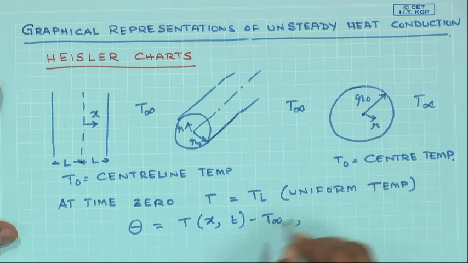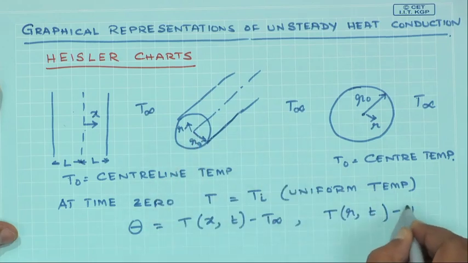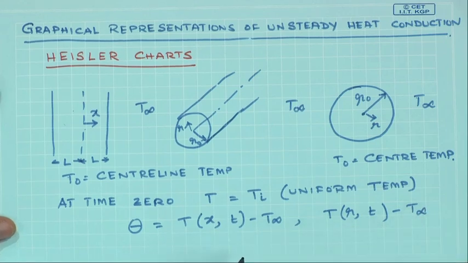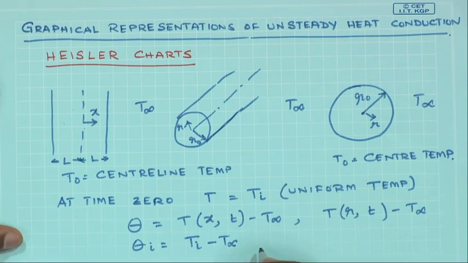This is for a plane wall, whereas for the case of a cylinder, it is going to be T, which could be a function of the radial position and time. So, this is what we have for theta, and this theta I, which is the initial temperature difference, is T I minus T infinity, and finally, what we have as theta 0 is equal to T 0 minus T infinity.